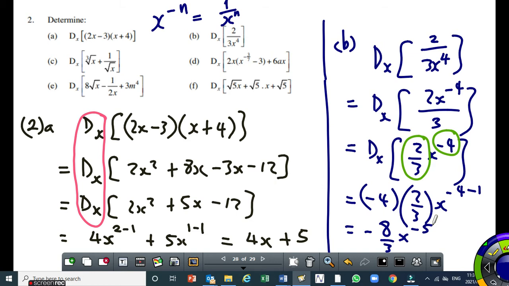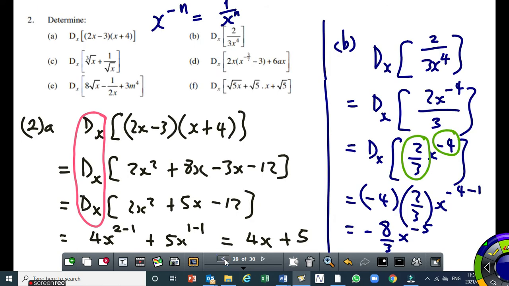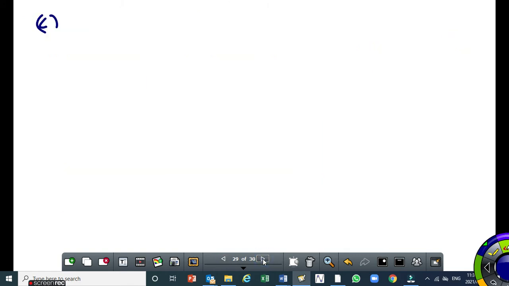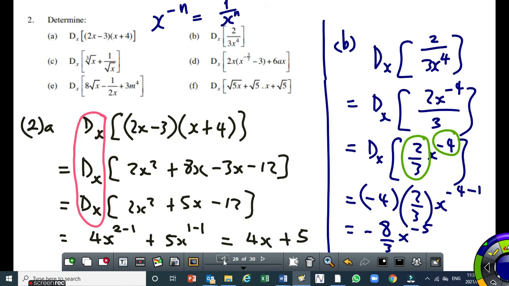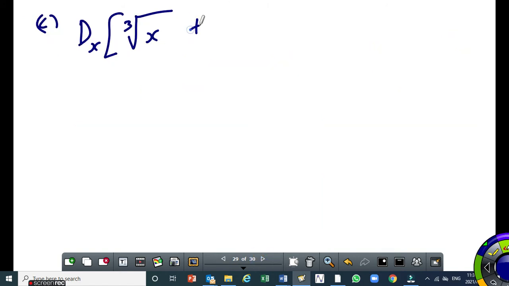All right. So part C, the question is d/dx of the cube root of x plus 1 over the square root of x.